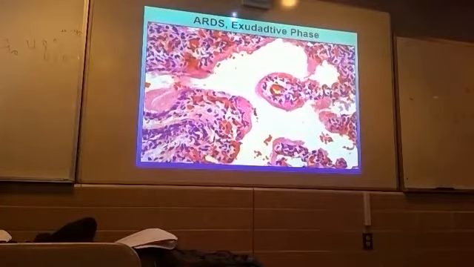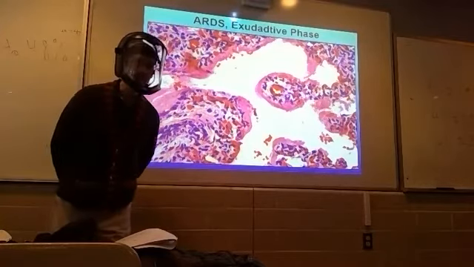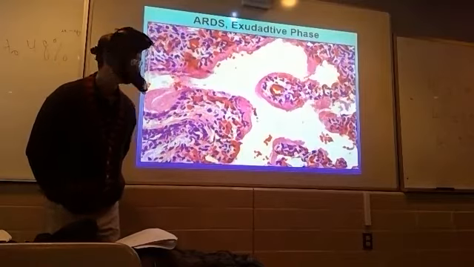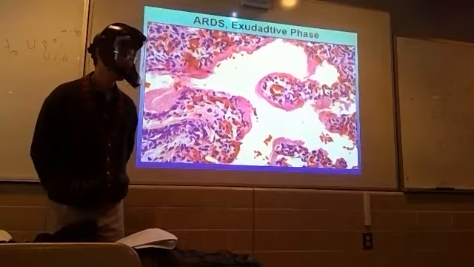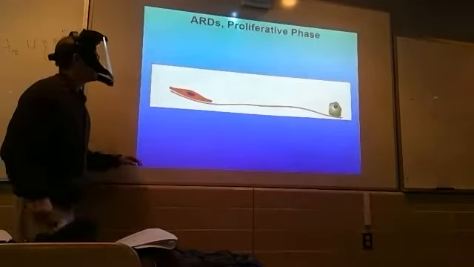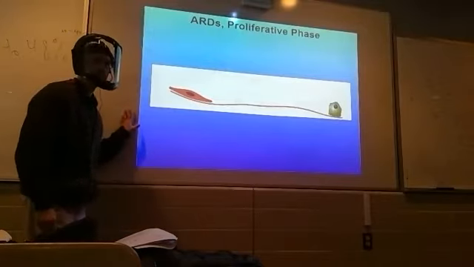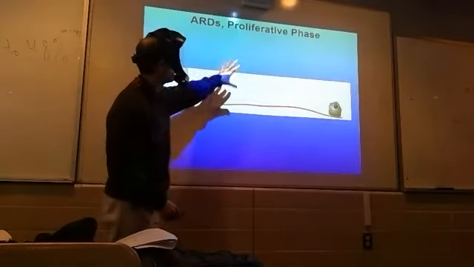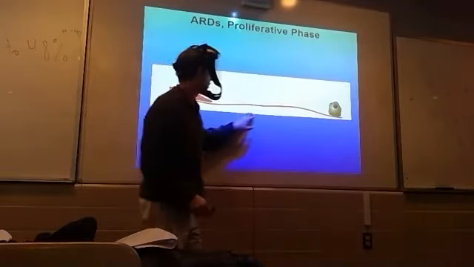However, if they survive the acute exudative phase of ARDS, their lung might start beginning to repair itself. Now, this occurs in what we call the proliferative phase of ARDS. Now, we got a problem. Let's take a look at the problem. We have an alveolar wall that's completely denuded of any kind of epithelium. Here's a section through the wall. There's the airspace right there. There's the wall of the alveolus.